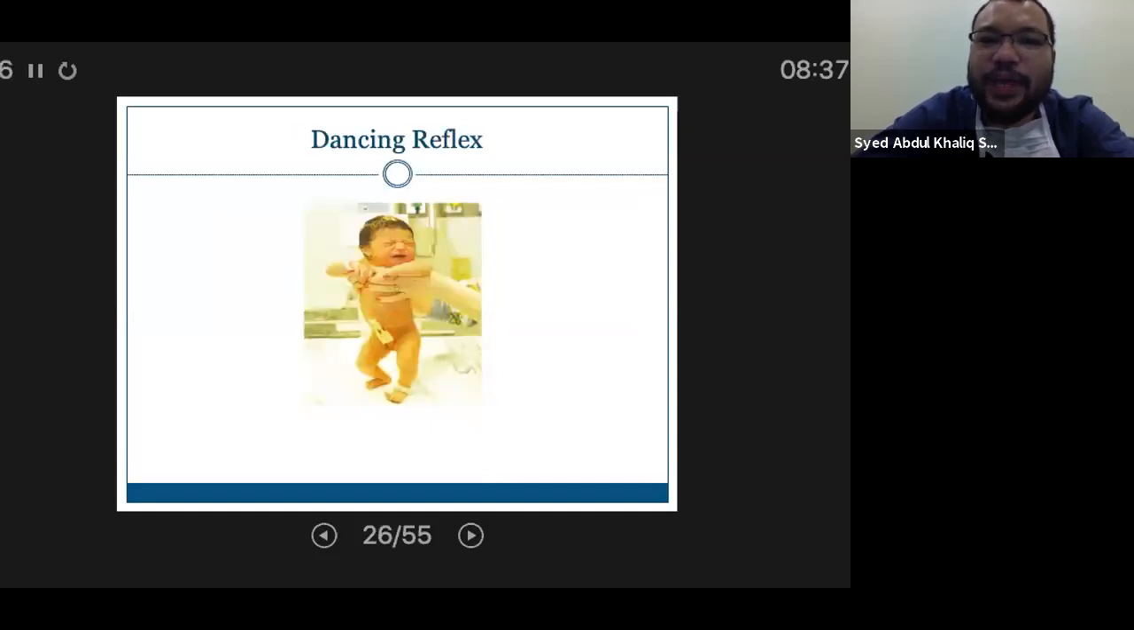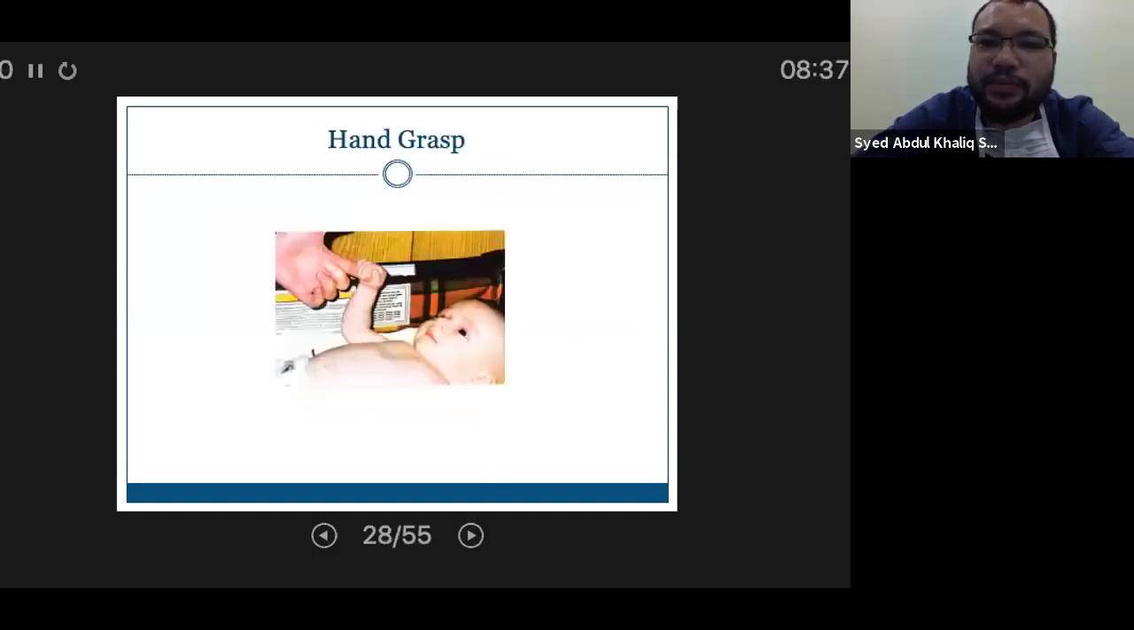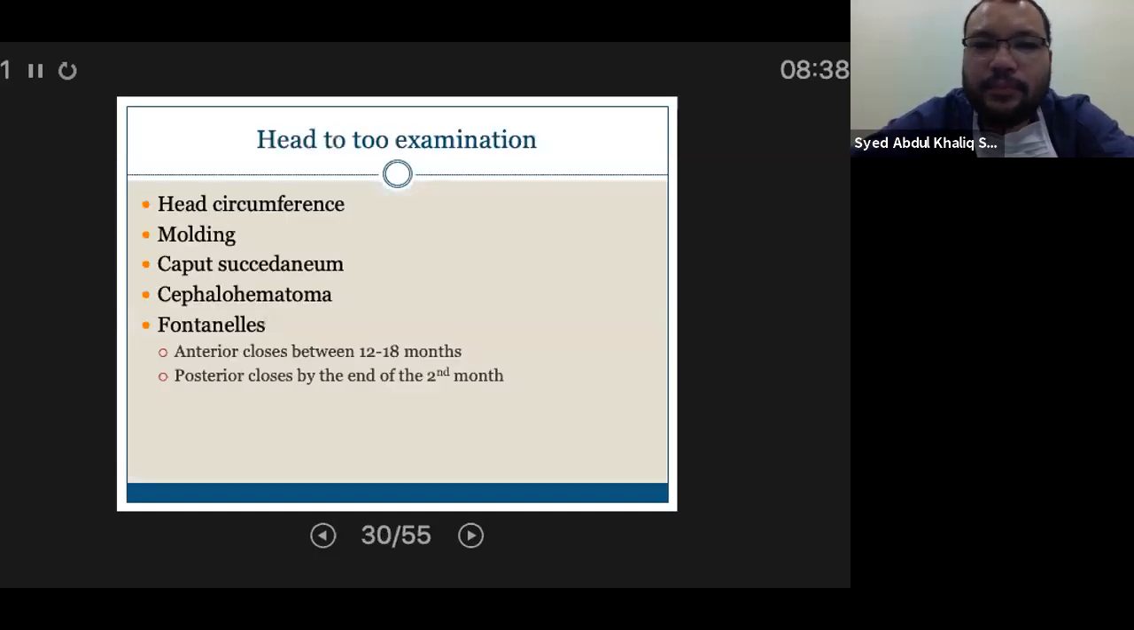Stepping is the same as the walking reflex actually. And then sucking reflex and rooting as well. Hand grasp, you put anything on the hand and the baby will grasp. Foot, palmar, plantar grasp is the same. So the palmar grasp and also plantar grasp.